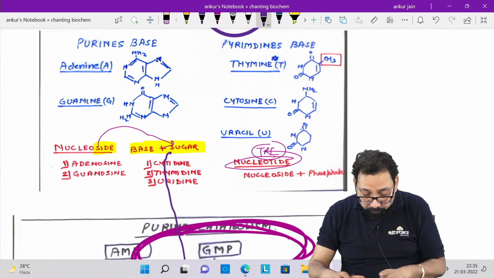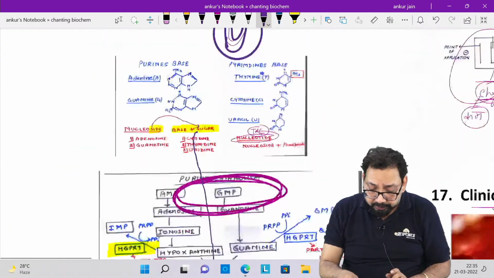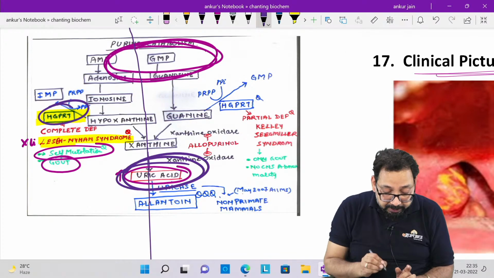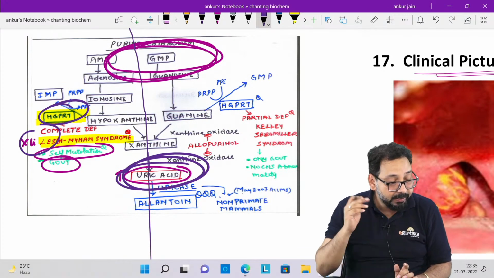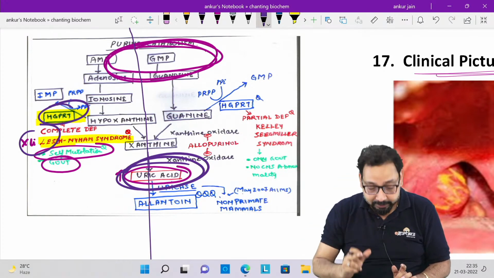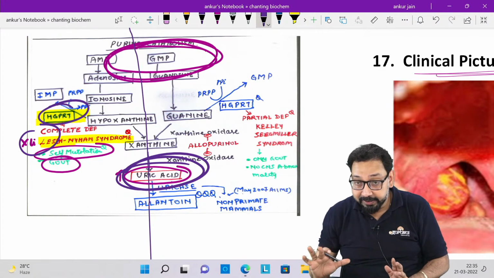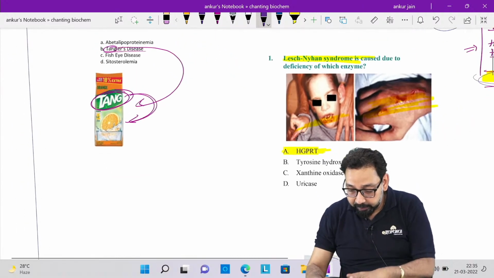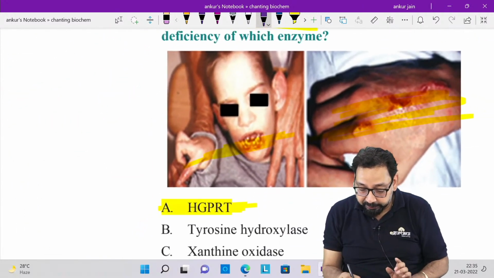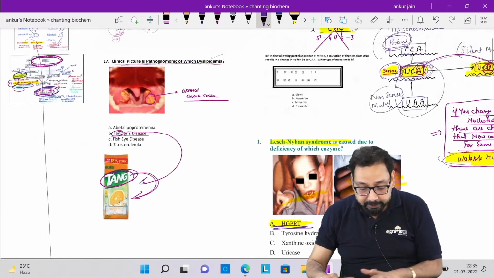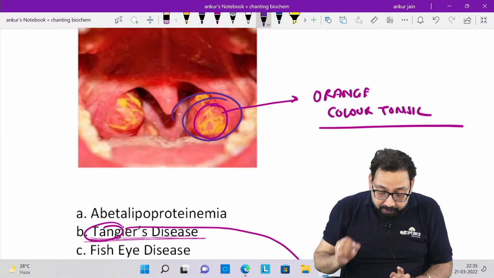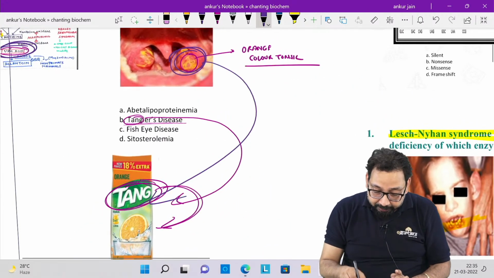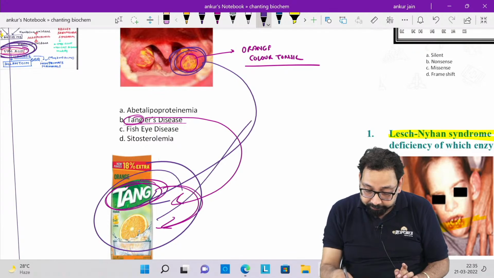Purine catabolism, question is asked, and the product is uric acid. HGPRT deficiency, lash, eyelashes, X-linked recessive. What happens in this? Self mutilation. Which enzyme is deficient? HGPRT. Orange color tonsils: orange flavor is Tang. You have drunk a lot of Tang, you have taken Tang.